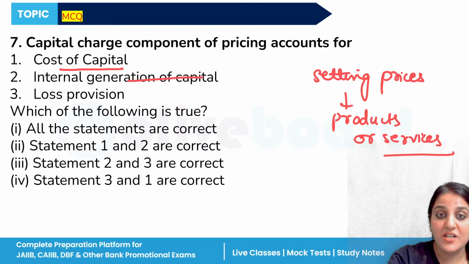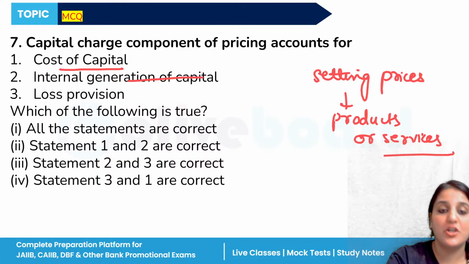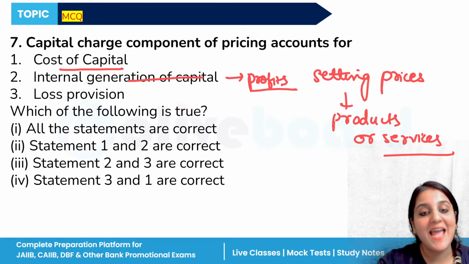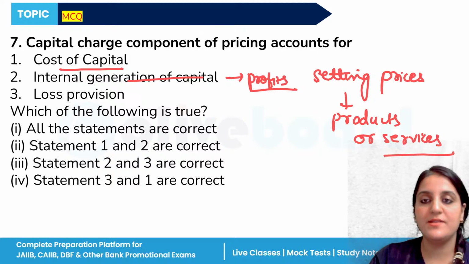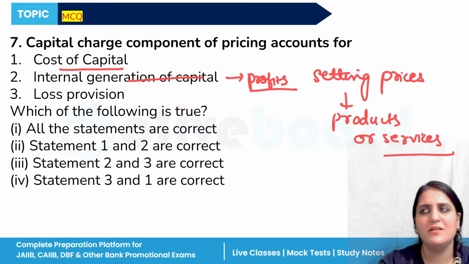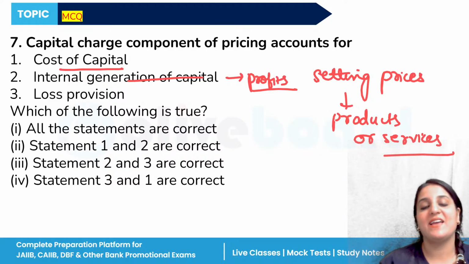And internal generation of capital refers to the funds that an organization generates from its own operations, that is, profits, and these funds can reduce the need for external financing and also lower the cost of capital. And loss provision is the provision for potential losses that an organization may incur. It also helps to ensure that the organization has sufficient funds to cover unexpected losses.